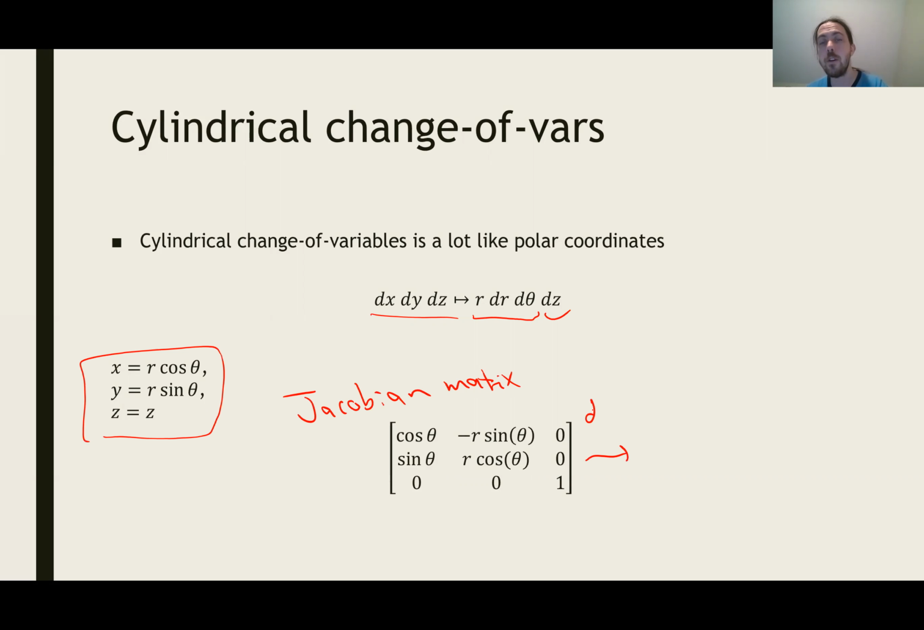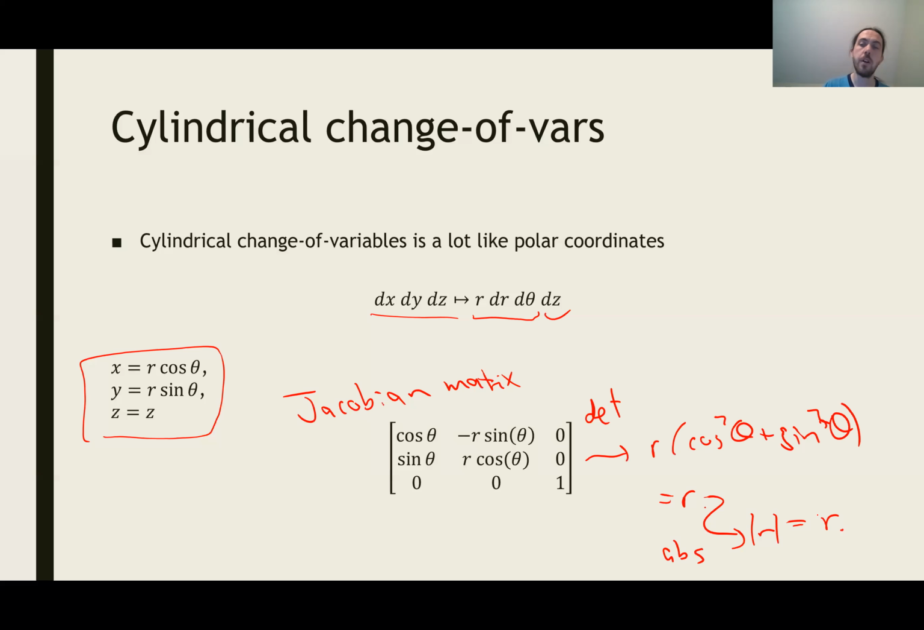And then I'm supposed to take the determinant of that. So the determinant of this, if we expand it out, we're going to get r cos squared theta plus r sine squared theta, and that turns into r. We get that by going through row by row and calculating the determinant in the normal way. Then we take the absolute value. The absolute value of r is r, because in cylindrical coordinates we always take our radius to be positive. That's the cylindrical change of variables.